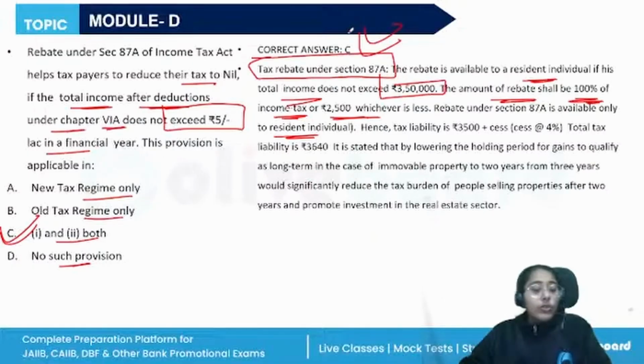Make sure that you study all of these sections very carefully about the tax exemption. Section 54, exemption on sale of house property; 54F, exemption on capital gains; 54EC, exemption on the sale of property on investing in specific bonds. All of these are very important.